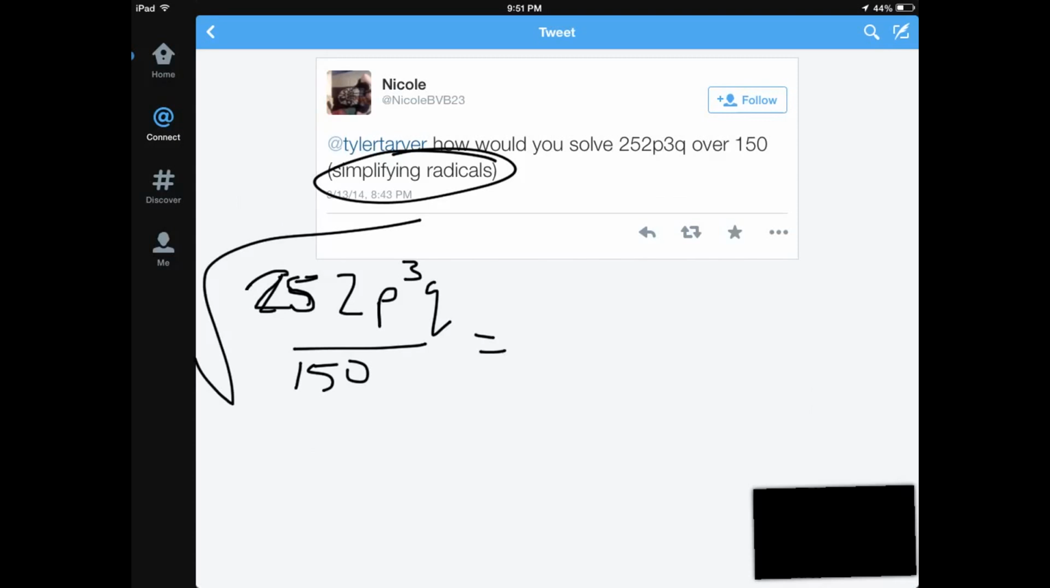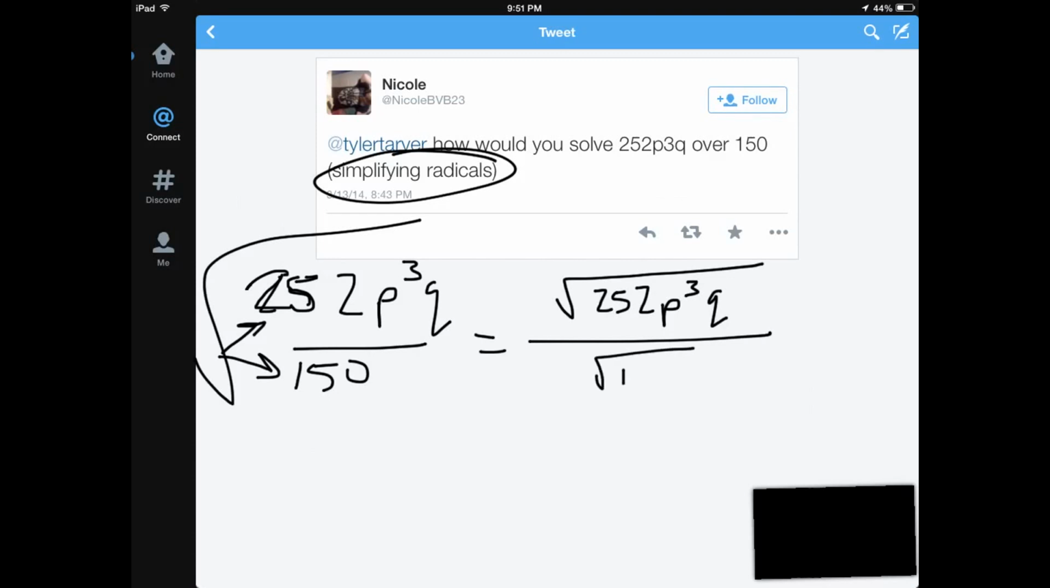Okay, so one of the properties of radicals is that we can attach this radical to the top and then attach it to the bottom. So we can attach the top, radical 252 p to the third q over radical 150, and then we can start simplifying things. Our key numbers are 4, 9, 16, 25, and 36. You essentially want to break down any number to where it's 4 times something or 9 times something. Let's start with 25. We know it's not 25.